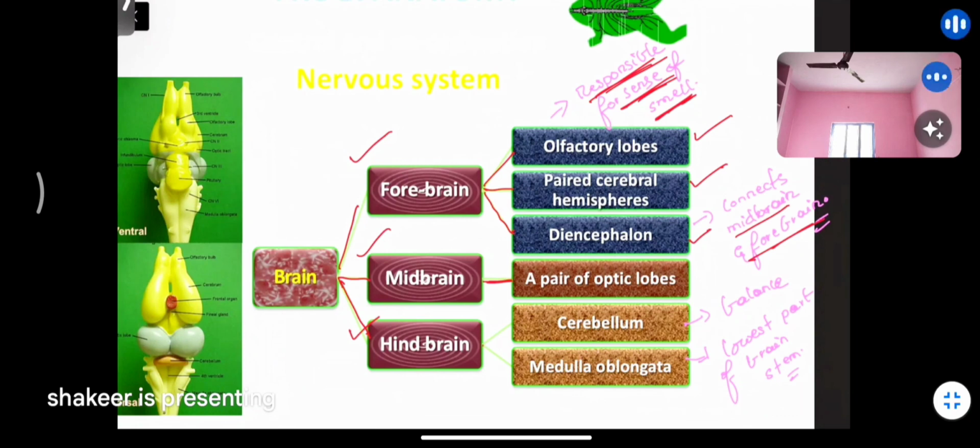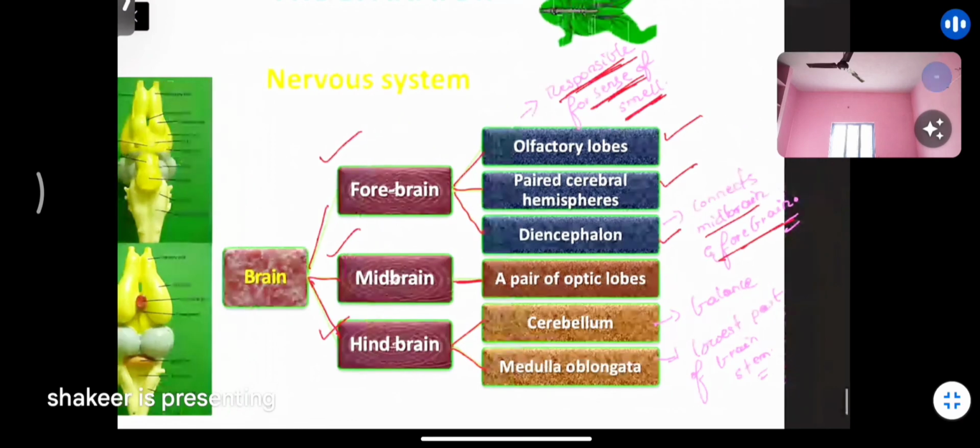And hindbrain, the back side of the brain, consists of two parts. One is cerebellum and the next one is medulla oblongata. What is the function of cerebellum? It is responsible for balancing structures. Similarly, in frog, the ear also behaves like a balancing structure. This is one important bit which you should remember. Not only the cerebellum, the ear also.